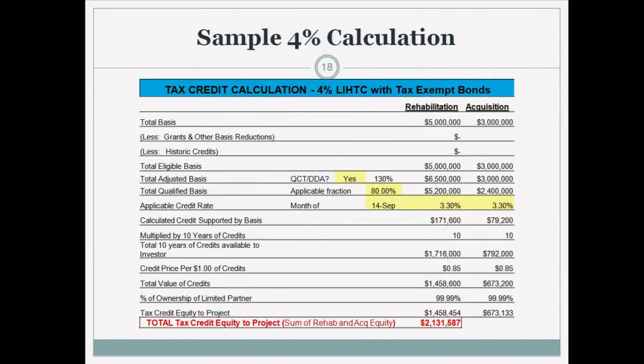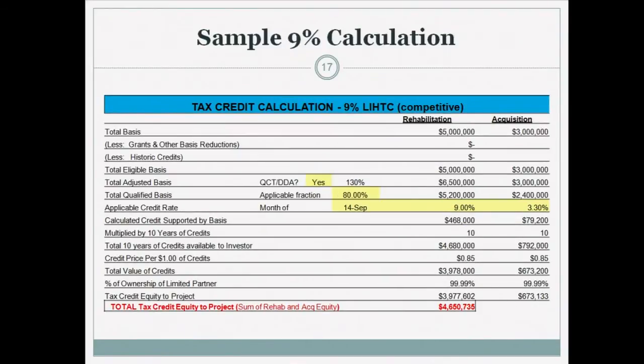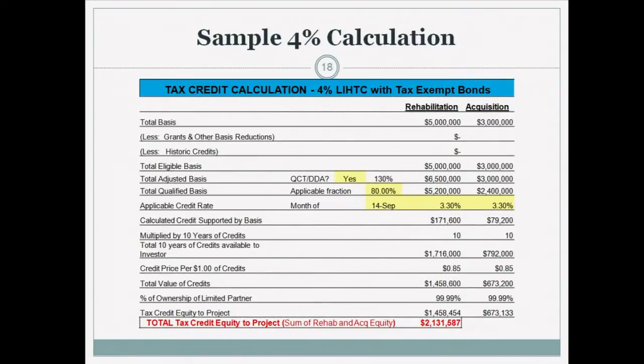Now, if you contrast that with the 4%, we made this example exactly the same with one exception. The exception is in the rehabilitation column under the applicable credit rate: instead of using 9%, you use the floating 4%. And so this is a 4% deal. This is not competitive. This is something you would get if you were doing a tax-exempt bond deal. But you'll see here that the credit amount is reduced, and the equity amount is reduced in the column, if you look at the bottom of the rehabilitation column, to $2.1 million. So if we go back to the other slide, which was $4.6 million, in a bond scenario it's dropped by over $2 million, $2.5 million.